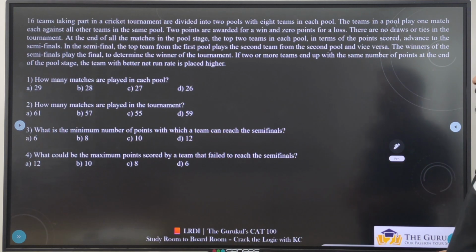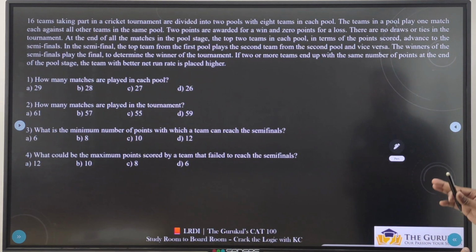16 teams taking part in a cricket tournament are divided into 2 pools with 8 teams in each pool. Like in a World Cup, we'll have 2 pools here. The teams in a pool play one match against all the other teams in the same pool. 2 points are awarded for every win, 0 points for a loss. There are no draws nor ties in the tournament.